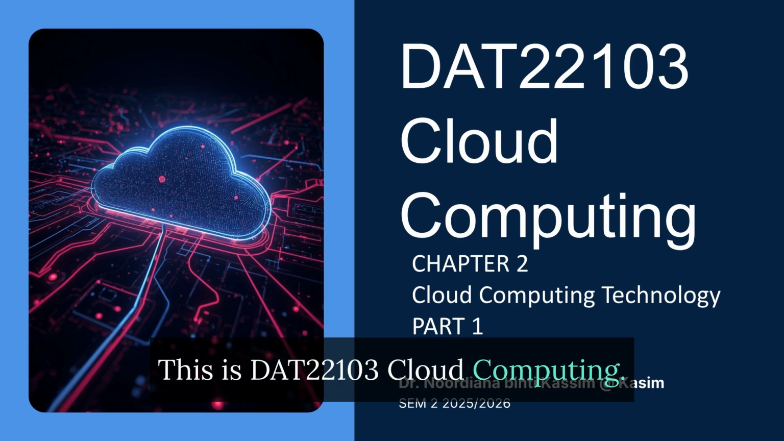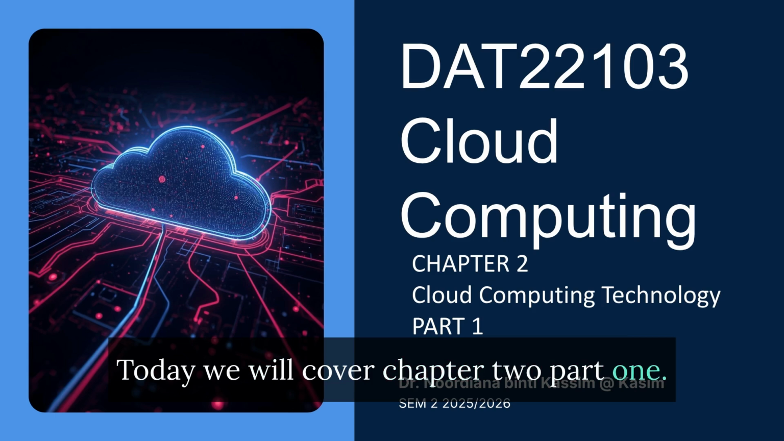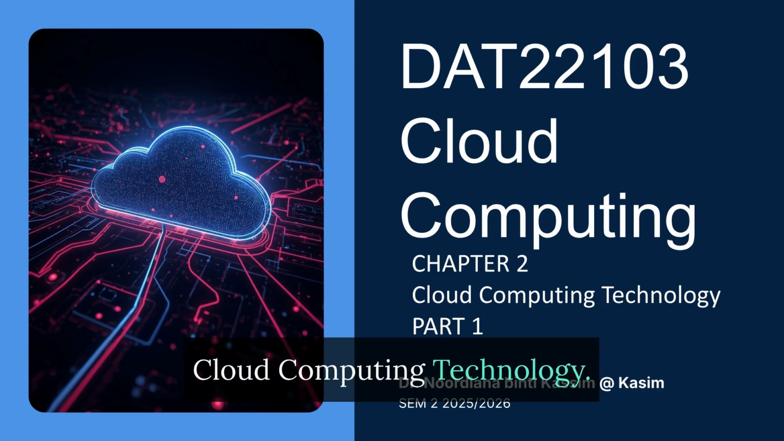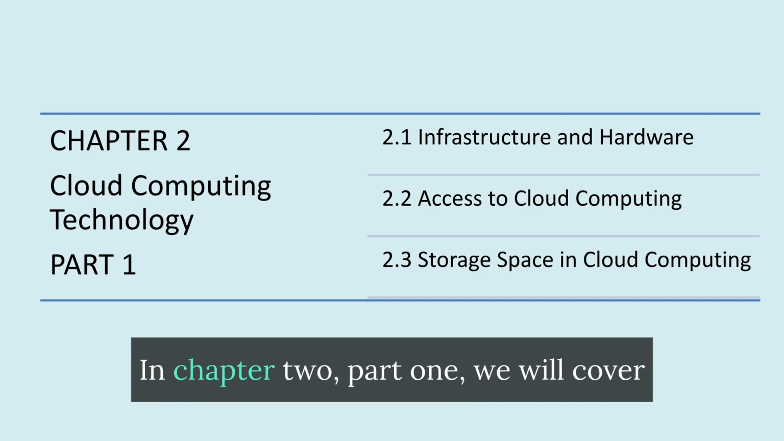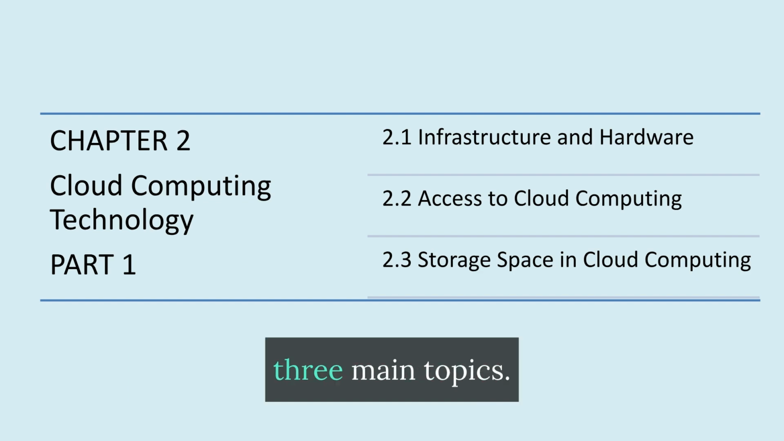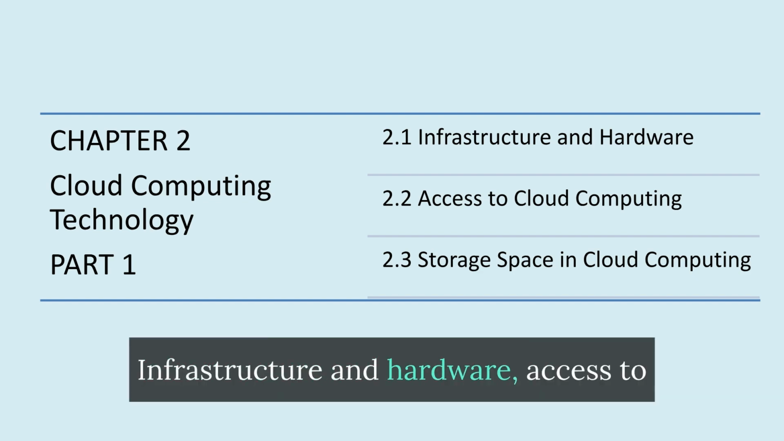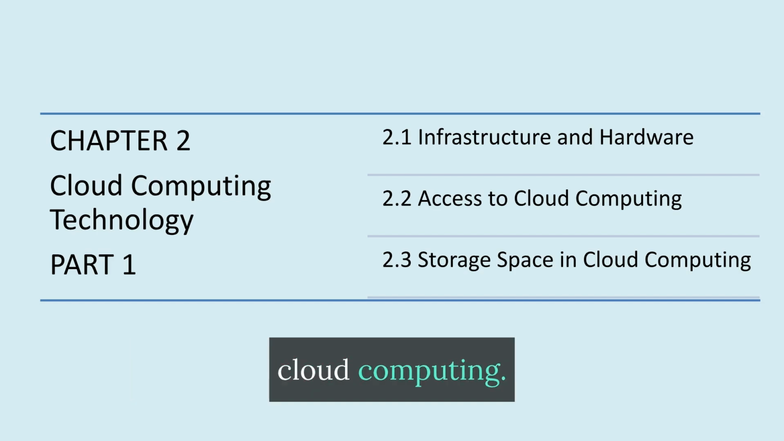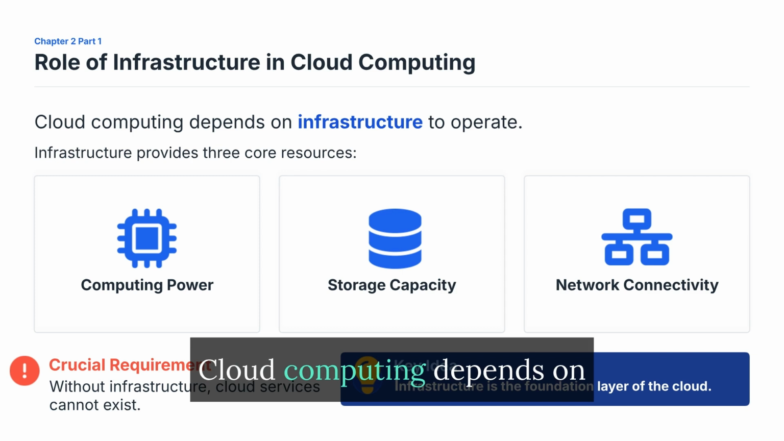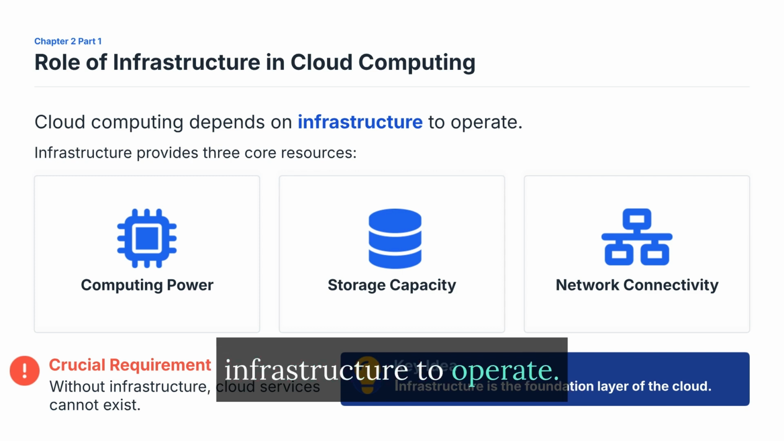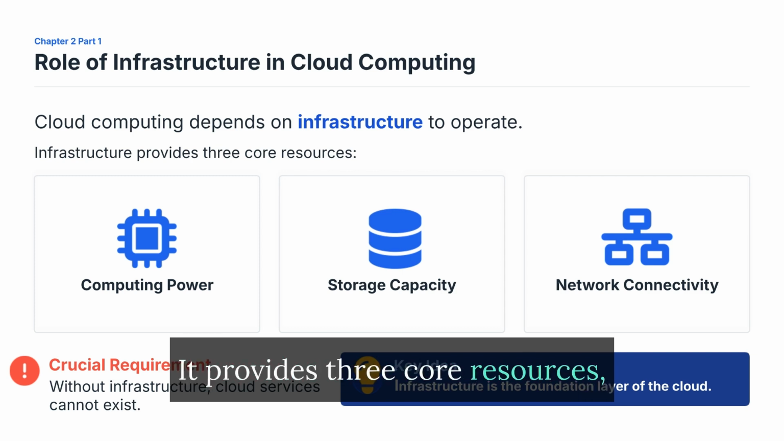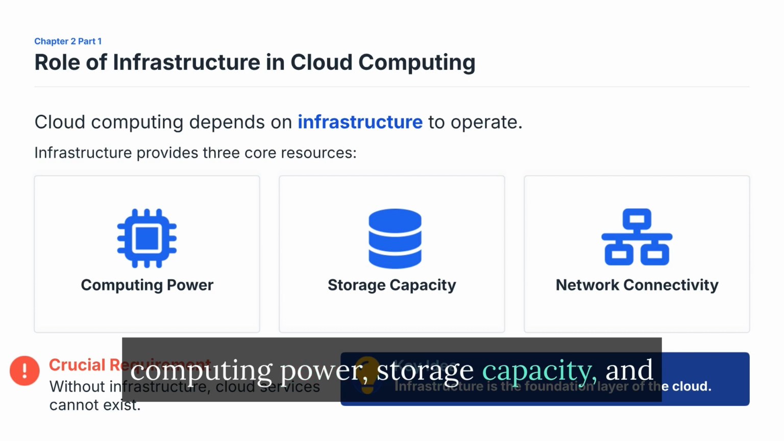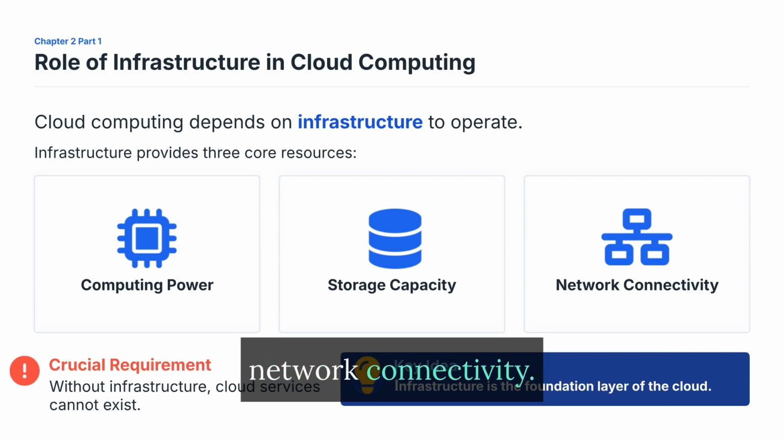This is DAT22103, Cloud Computing. Today we will cover Chapter 2, Part 1, Cloud Computing Technology. In Chapter 2, Part 1, we will cover three main topics: infrastructure and hardware, access to cloud computing, and storage space in cloud computing. Cloud computing depends on infrastructure to operate. It provides three core resources: computing power, storage capacity, and network connectivity.